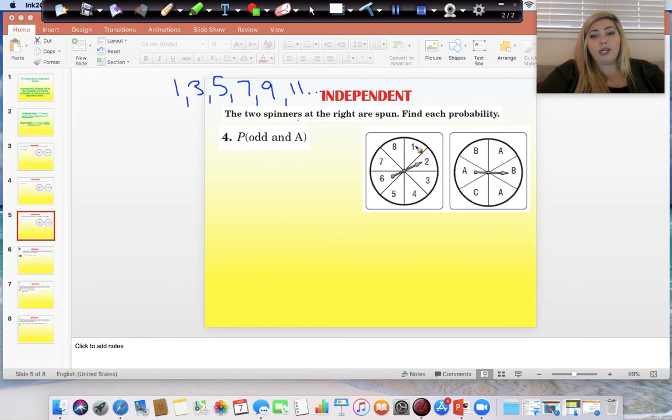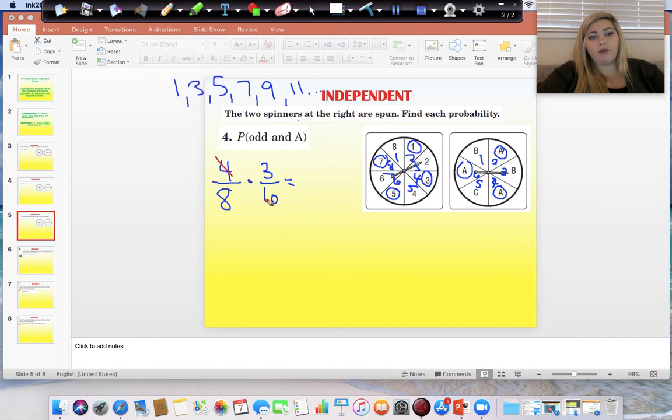So we need to circle all of our odd numbers. 1 is an odd number, 7, 5, and 3. So we've got 4 odd numbers out of 8 total. And it wants the probability of landing on an A as well. So we have 3 A's out of 6 total. And then you multiply these together. Now we can cross cancel here.